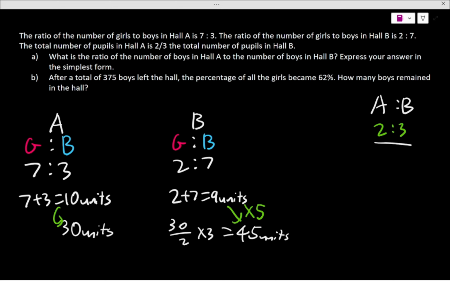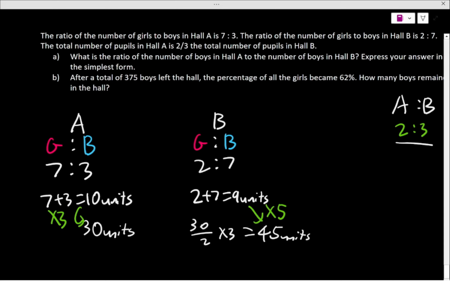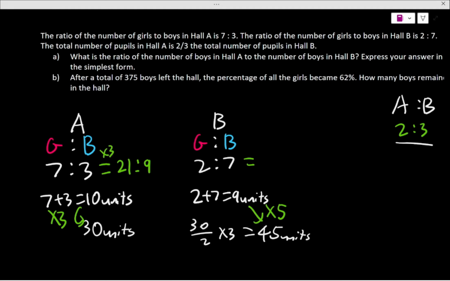And here, as we have stated earlier, we are going to multiply by 3. So what that means is that we are going to be multiplying this ratio by 3. So this gives us 21:9. This ratio we are going to be multiplying by 5. So this gives us 10:35.